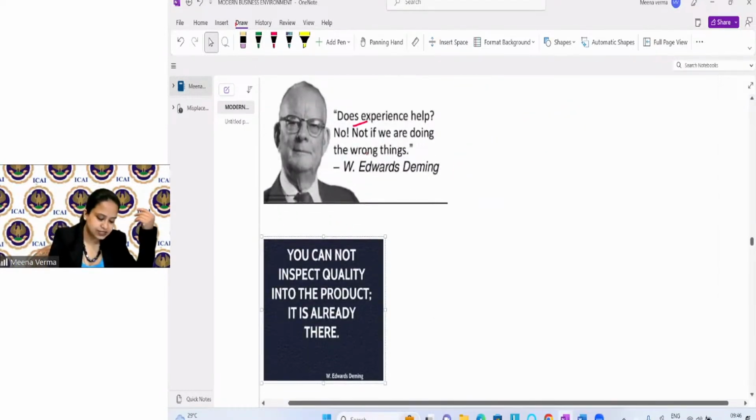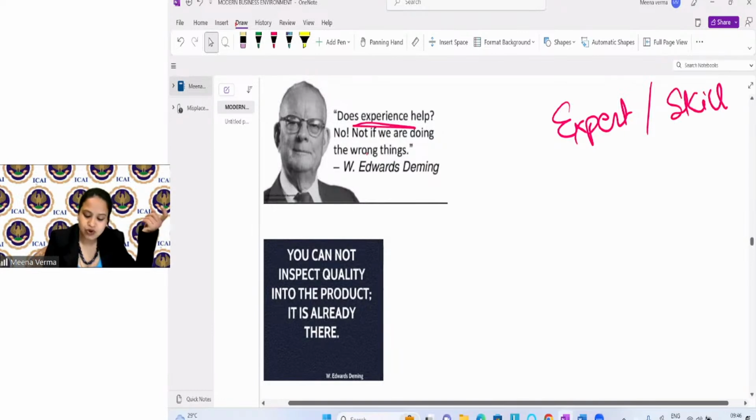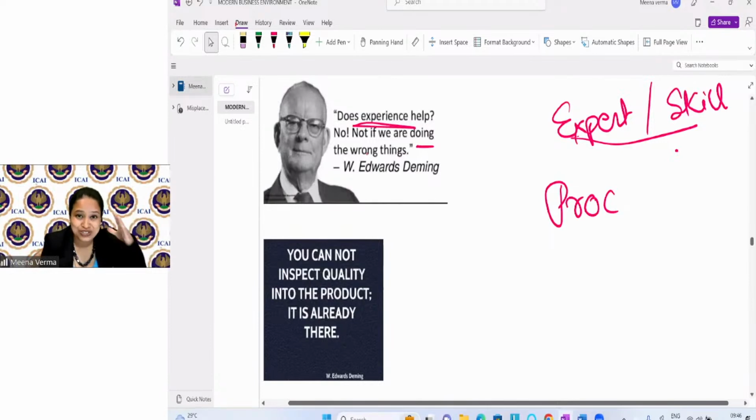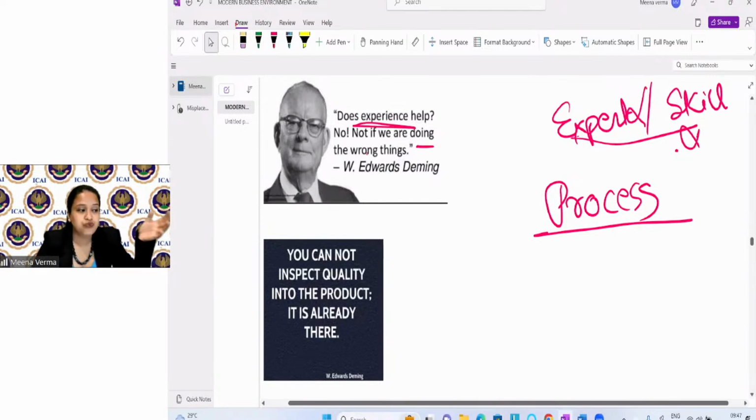Now here it is written, does experience help? If you have an expert, a skilled employee, experienced people in the organization, does it help in growth? No, it will not help the company grow if your process is not good. You can see how much he is focusing on process. If the process is not good, it's of no use to keep experts or skilled people in the company. They can't do anything if the process is not good. So focus on improving the process or the procedure of the company.